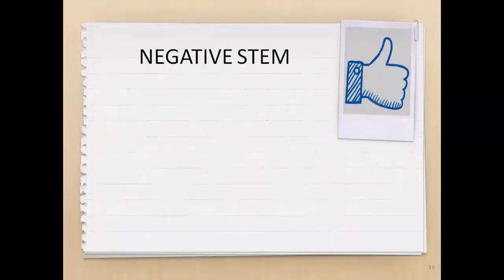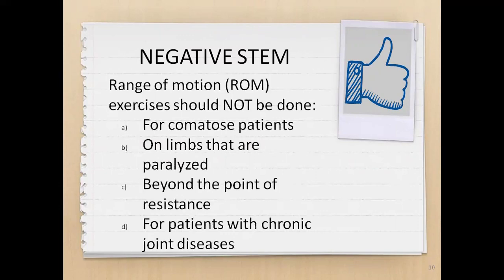Okay, let's now look at an example for a negative STEM question. We have: range of motion exercises should not be done. So as you can see, should not be done. Is it A, for a comatose patient, B, on limbs that are paralyzed, C, beyond the point of resistance, or D, for patients with chronic joint disease? So what's your answer here?